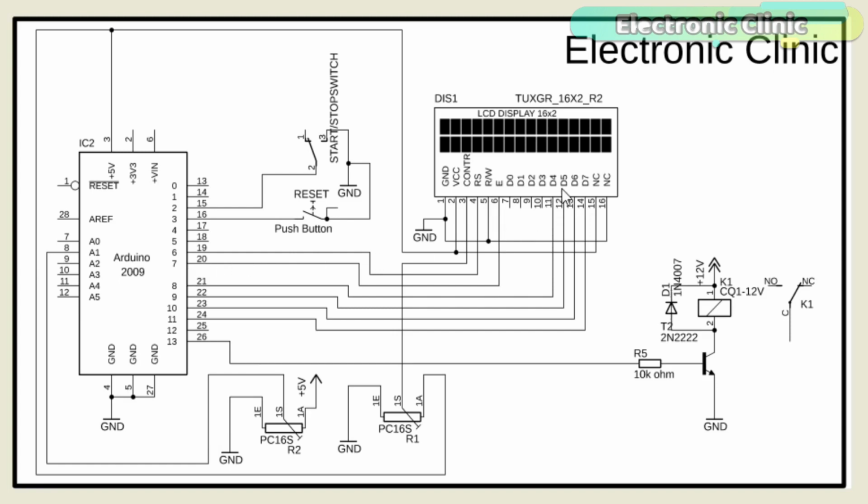Pins D4 to D7, which are the data pins, are connected with pins 8 to 11 of the Arduino. This is a 12-volt SPDT type relay. This relay has 5 pins. These are the 2 coil pins. This is the common pin. This is the normally open pin and this is the normally closed pin.